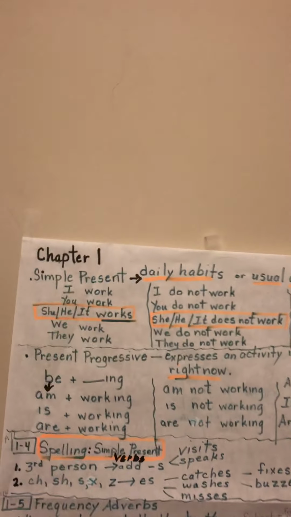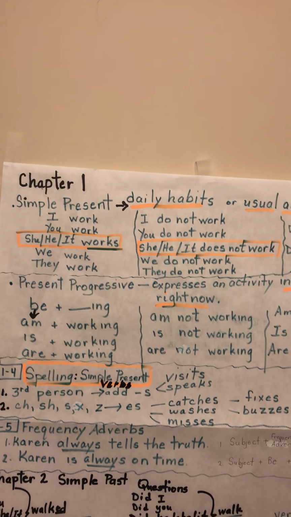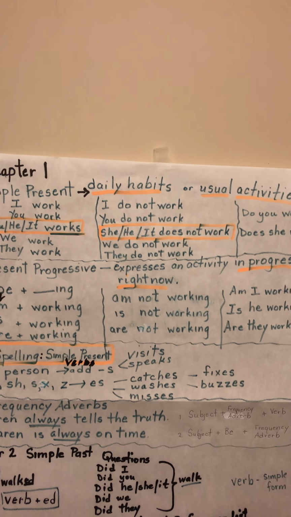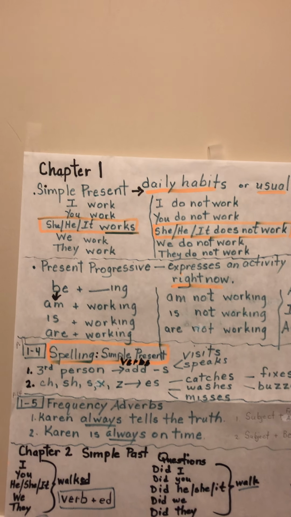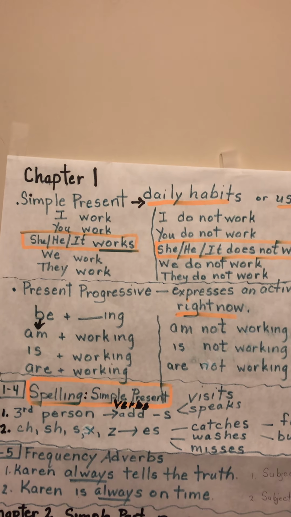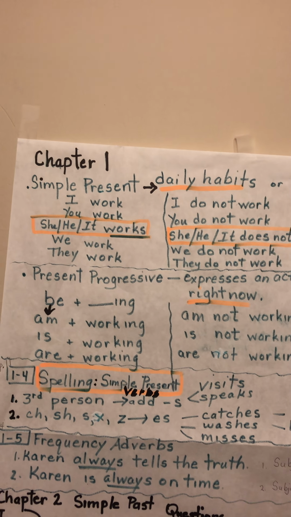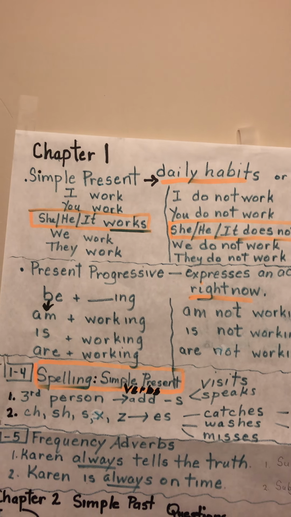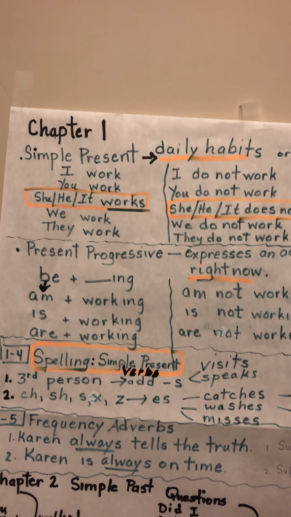Chapter 1 begins with the simple present, and that expresses daily habits or usual activities. When we look at the simple present, look at third person. In third person, the verb ends with an S. She works, he works, it works.